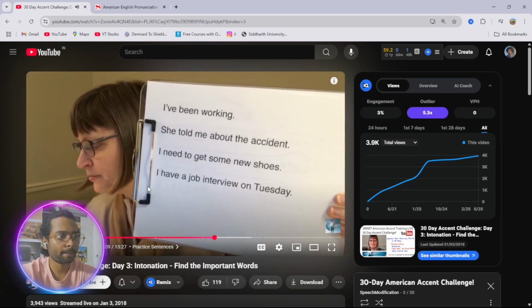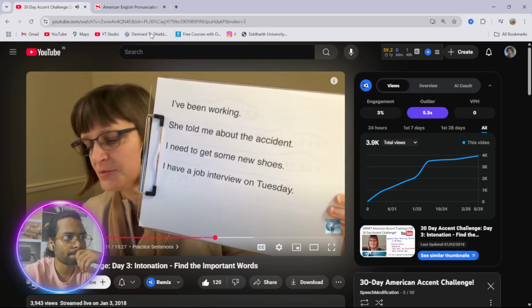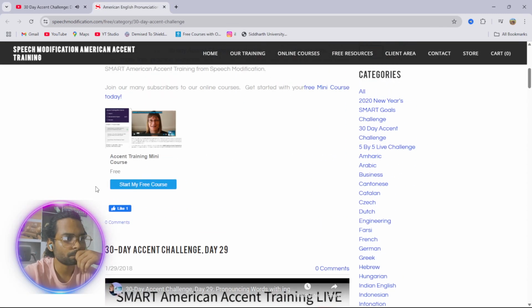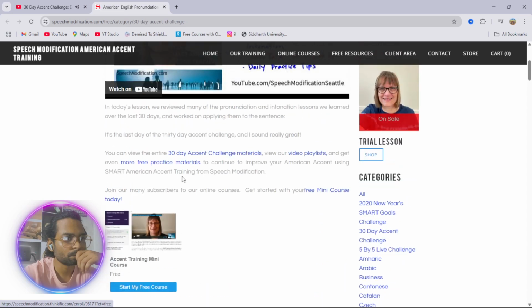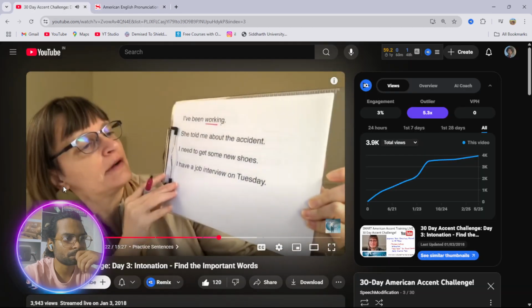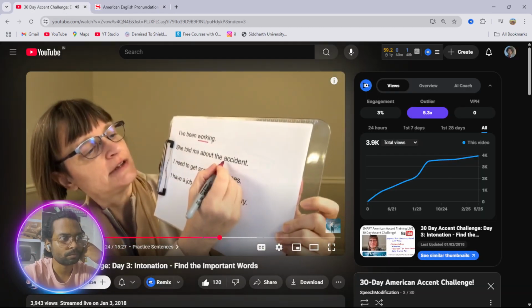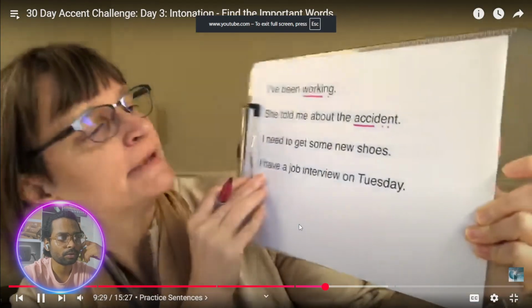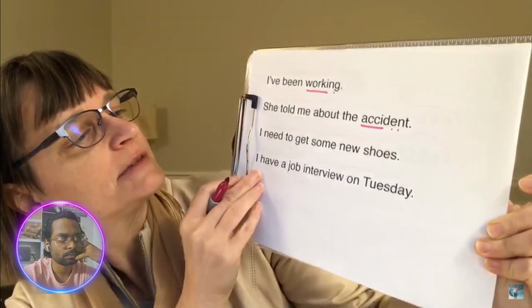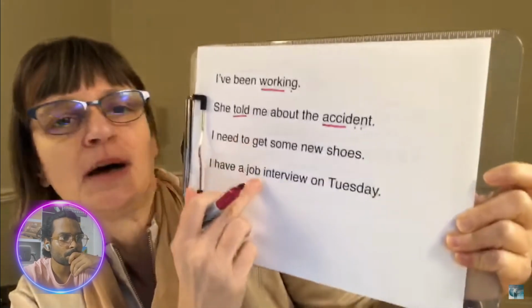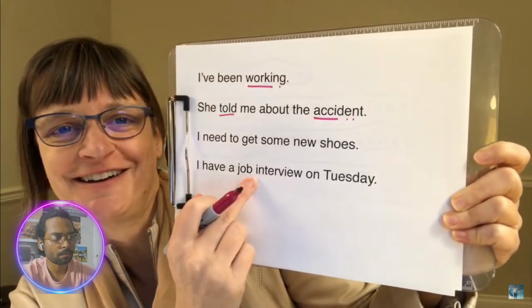Let's see. Well, pretty much one word is important there. And I would say that's working. I've been working. Next sentence. She told me about the accident. All right, so I definitely need accident, and that's accident. First syllable stressed, accident. She told me about the accident. Probably also told. She told me about the accident. Okay? Next two, I'm going to leave for you to try on the website.